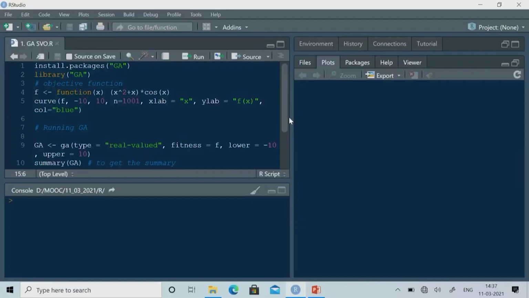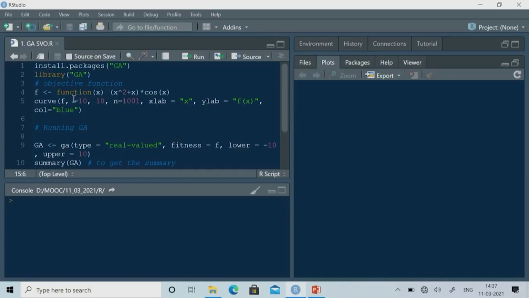Now we will try to solve this problem using R software. You have already learned what R is and how to solve classical problems using R. Today we will learn how to solve problems using genetic algorithm in R. So, now let us solve this problem using R.